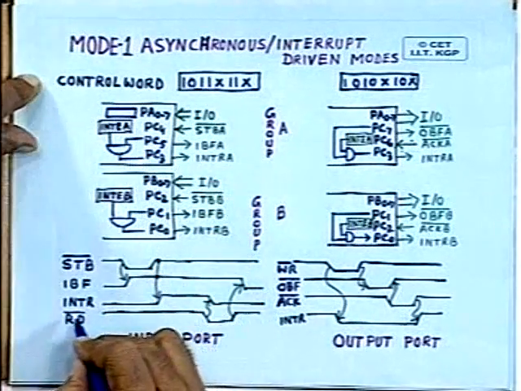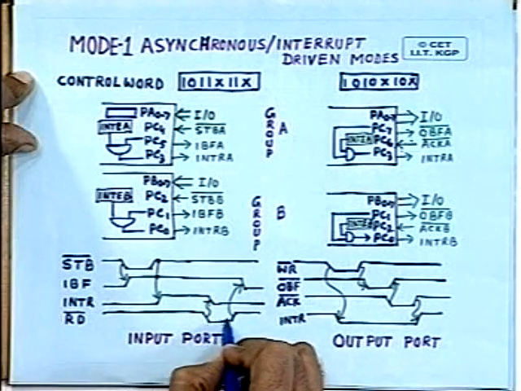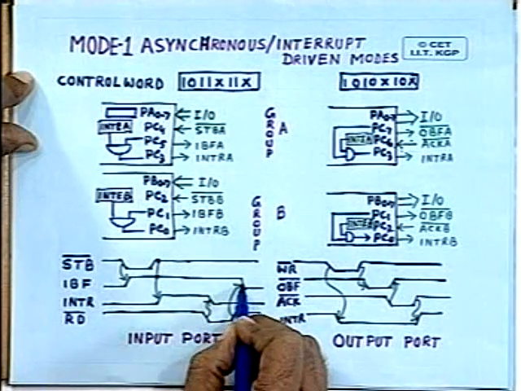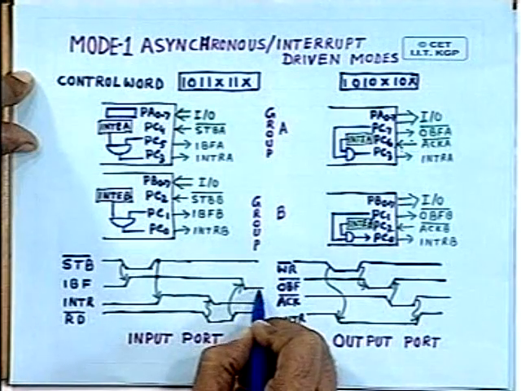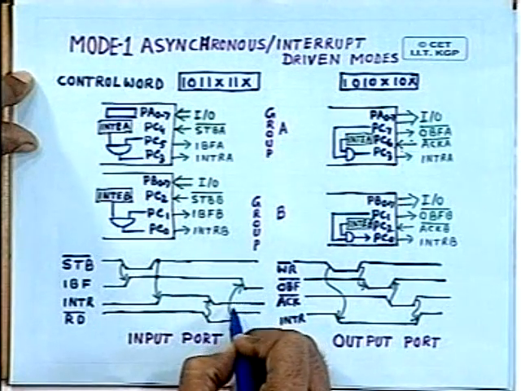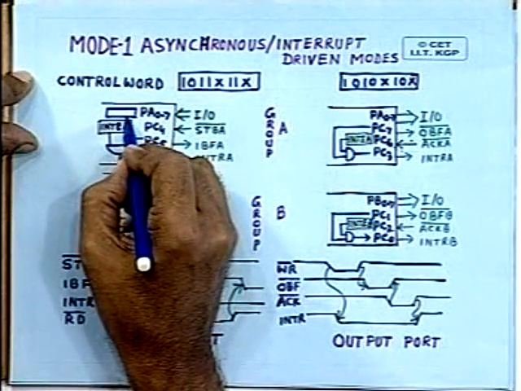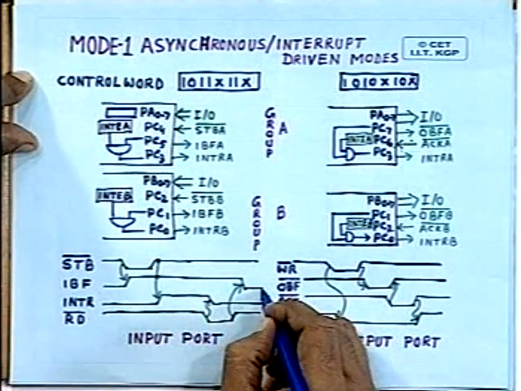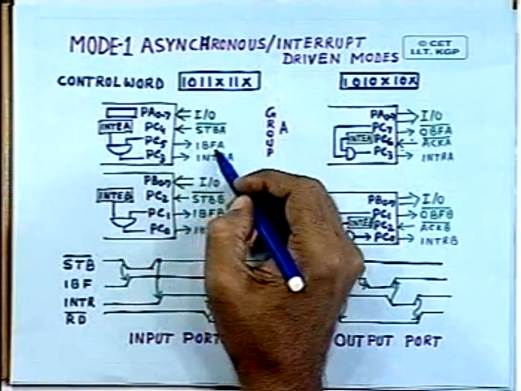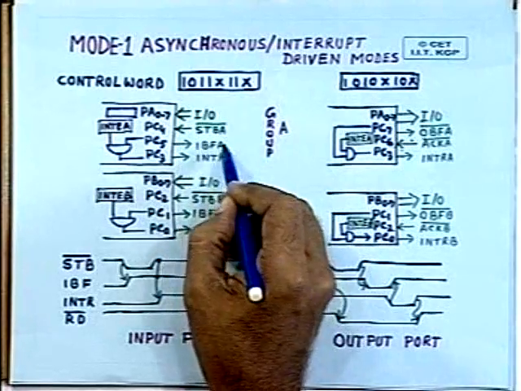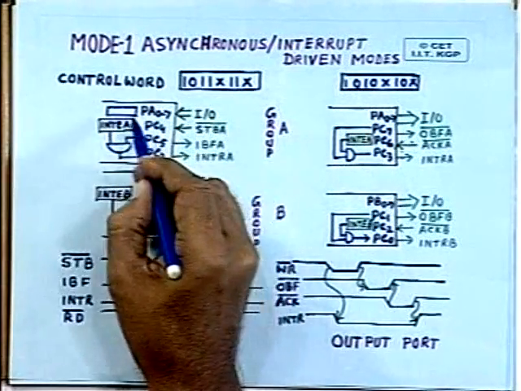Then it will execute one read instruction. So as you can see here, the read instruction is executed, and that will lead to resetting the input buffer full signal. That means as the data is read from the buffer, the buffer is no longer full, it is empty, so this line will go low. So by looking at that, the IO device will know now the buffer is empty and it will latch another data.